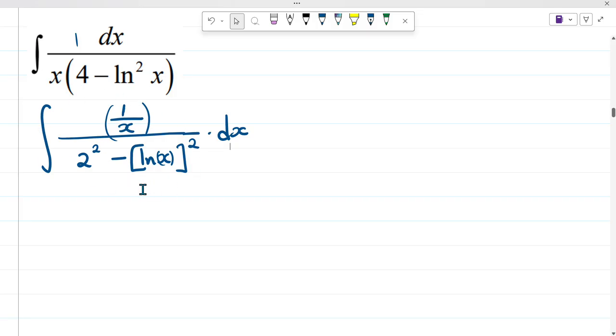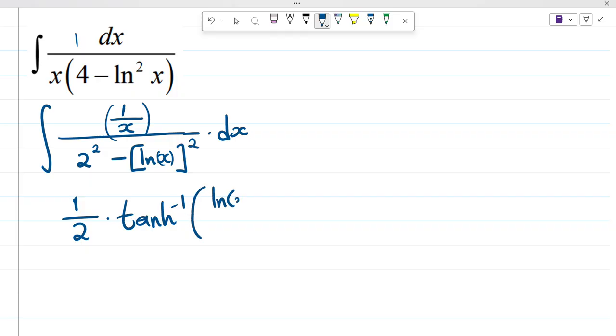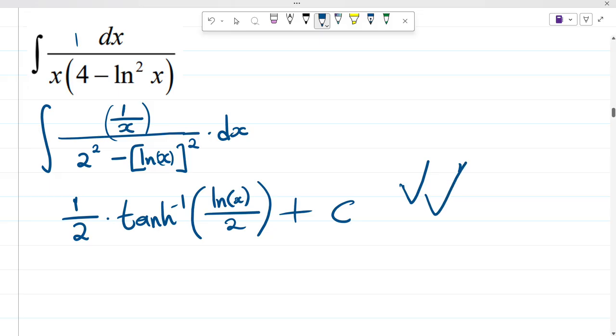Then this whole thing fully satisfies that formula of hyperbolic tan inverse. We just conclude that the answer is 1 over a, our a being 2, so it's going to be 1 over 2 multiplied by the hyperbolic tan inverse of f of x, our f of x being ln of x, over a, our a being 2, and then plus c. Ta-da! You have your answer. So easy like that. Makes sense, right? So yeah, that's just it.